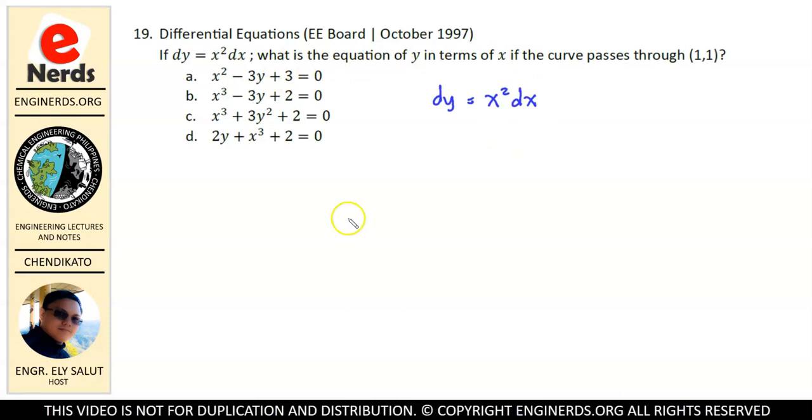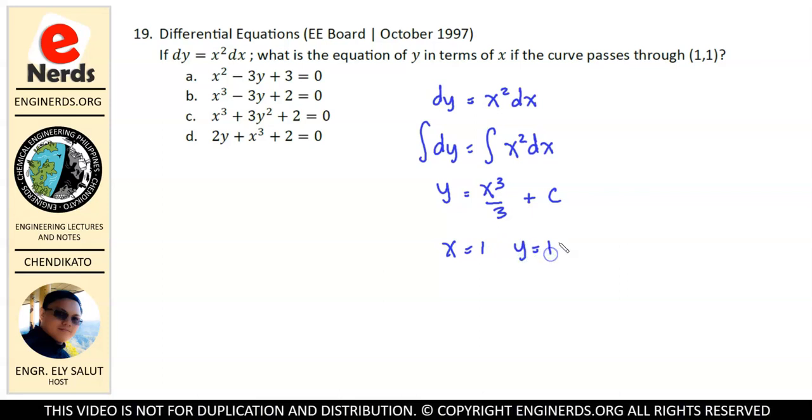Okay, so we can integrate both sides. Okay, so we have the integral of dy is equal to the integral of x squared dx. Okay, so the integral of dy will be y. The integral of x squared will be x cubed over 3. Then, of course, we have plus c. Okay? So, our curve passes through 1, 1. So, that means our x is equal to 1 and our y is equal to 1.